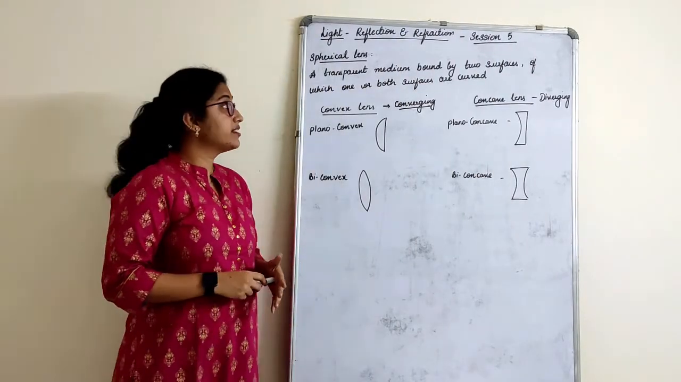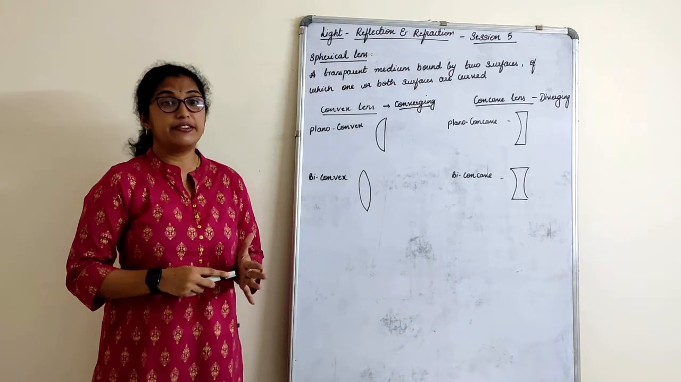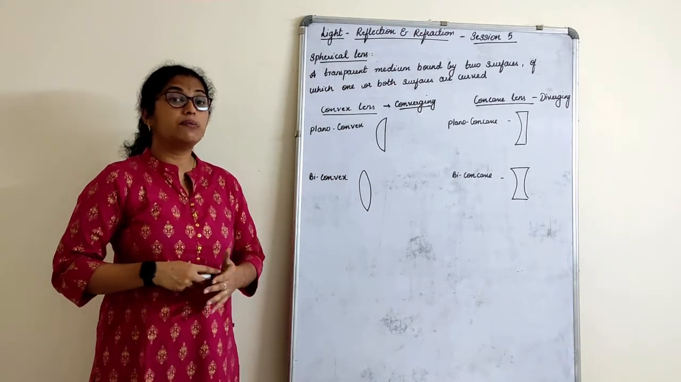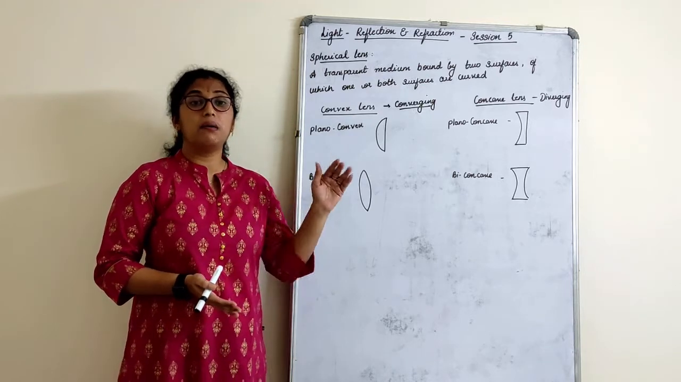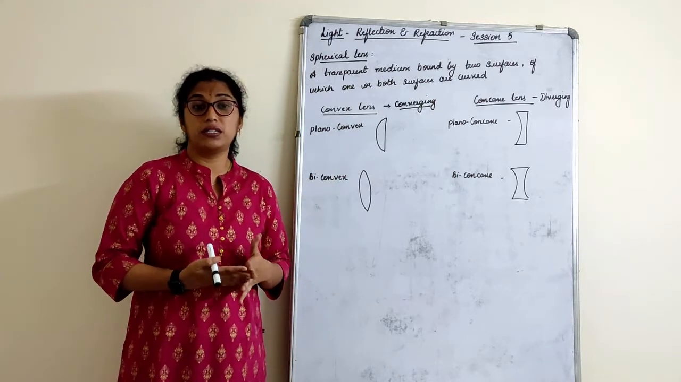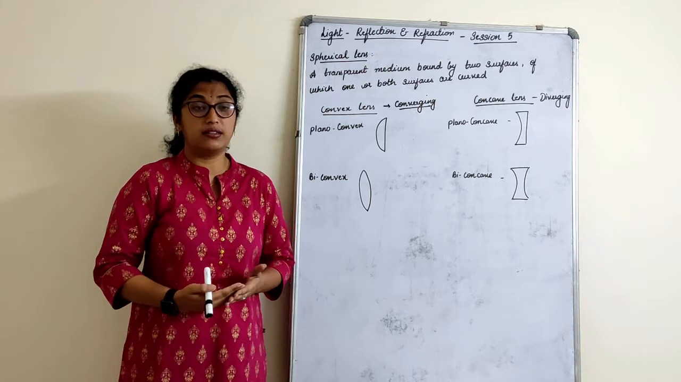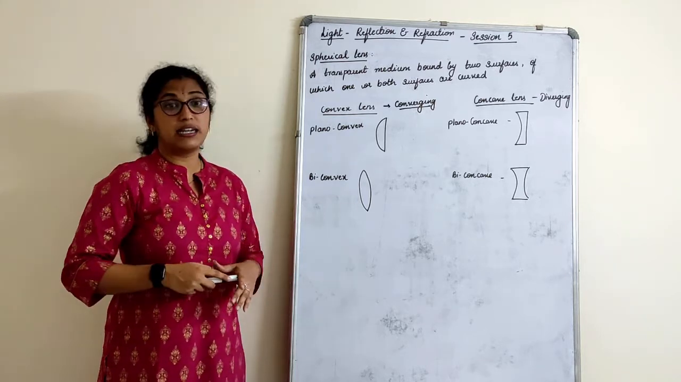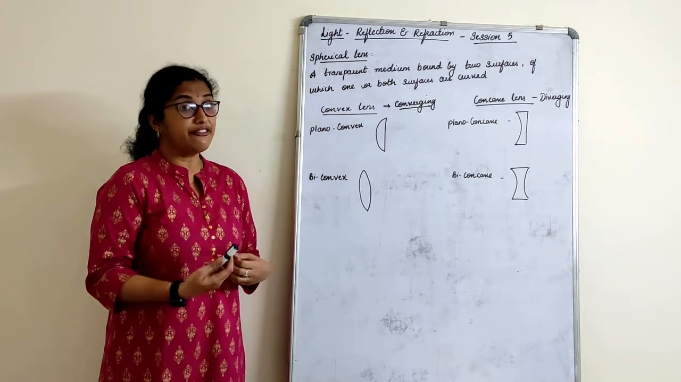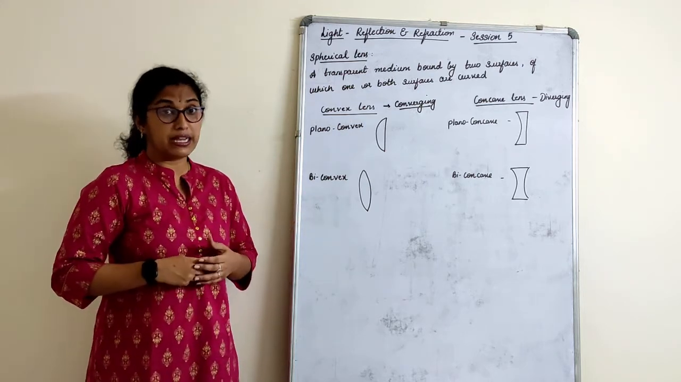Good morning. We will start session 5 in the chapter Light, Reflection and Refraction. In the previous session we introduced refraction, that is the bending of a light ray when it passes from one medium to another, from a rarer medium to a denser medium. Now let us understand how light refracts when it passes through a spherical lens.